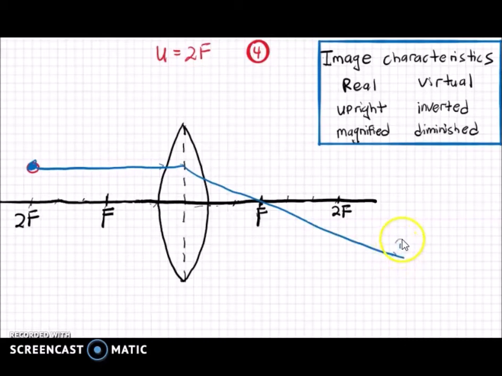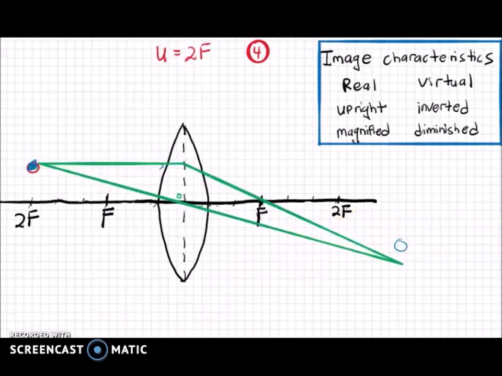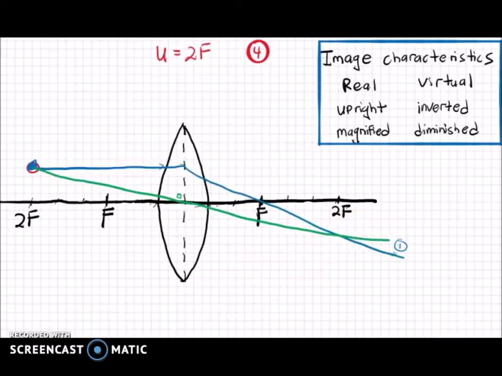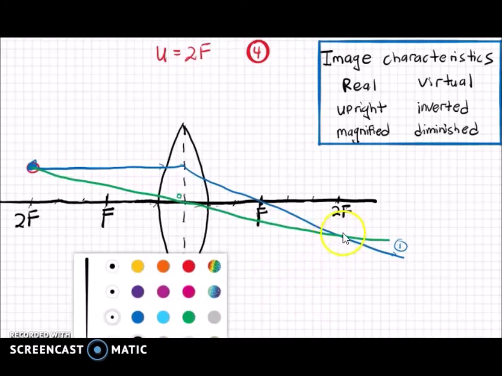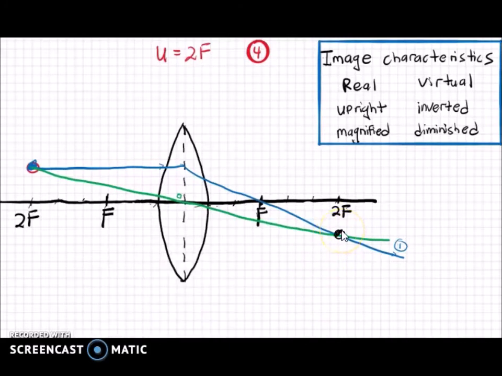Okay, this is the first line, and I'm going to draw the second line which will pass through the center of this lens. So from here, going straight and going toward the F. As you can see here, the image is forming exactly at the 2f. Exactly at the 2f.